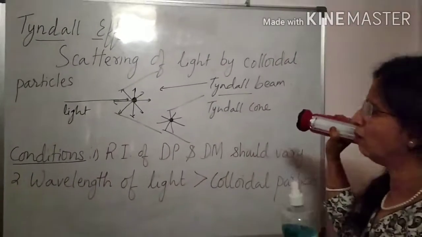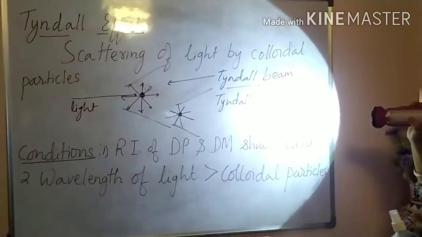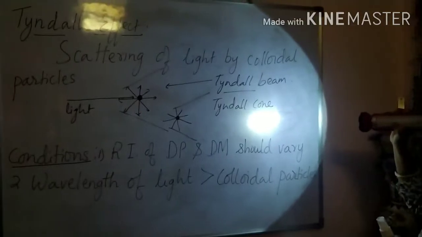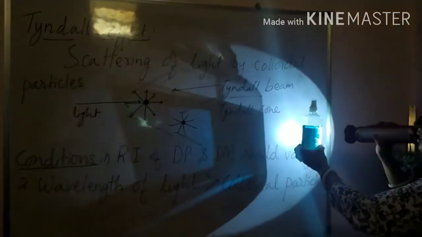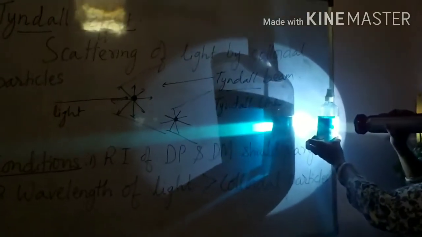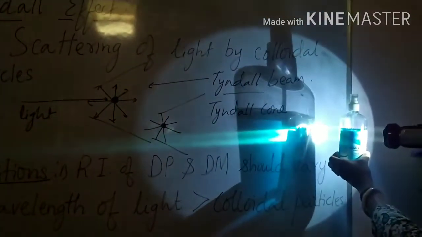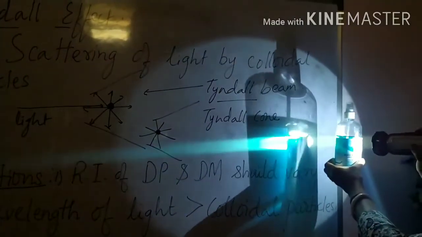Now please see the board. So I'm putting a torch light. You can see it is focusing only on the board. A circular path is seen from the torch light. Now as I take this colloidal system inside the beam, you can see the light is getting scattered. There is formation of a cone here. Can you see the cone? I hope you can see the cone-like structure here.